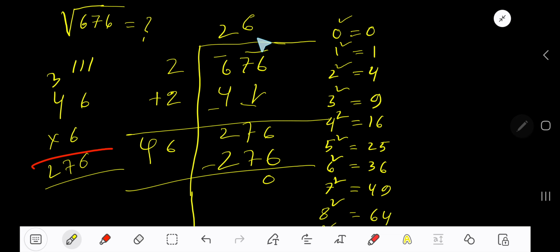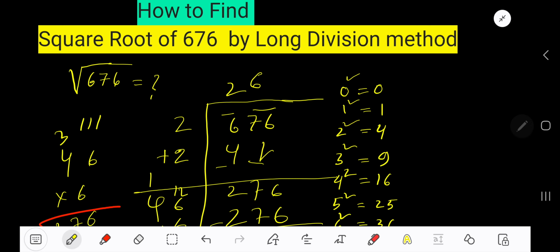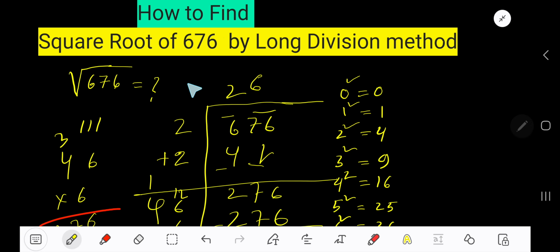To check the answer, we have placed 6 here, so the same 6 will come here and add 6 plus 6, 12, write 2, carry 1 to the next column, 4 plus 1, 5, 52. The double of 26 is 52. So we can say that our answer is correct. The square root of 676 is 26.